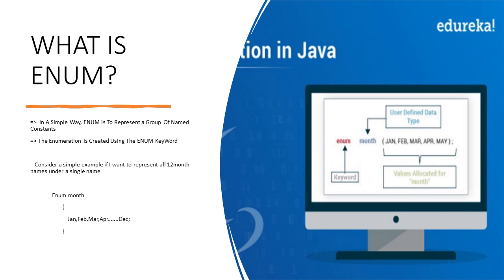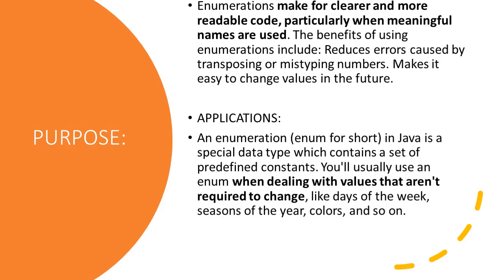The main objective of enumerators is to represent a group of named constants. Here, the semicolon we are seeing might be optional, and it was introduced in version 1.5. The main objective of enumerators is to define our own data types, that is, enumerated data types. Compared with older languages, Java enum is more powerful.